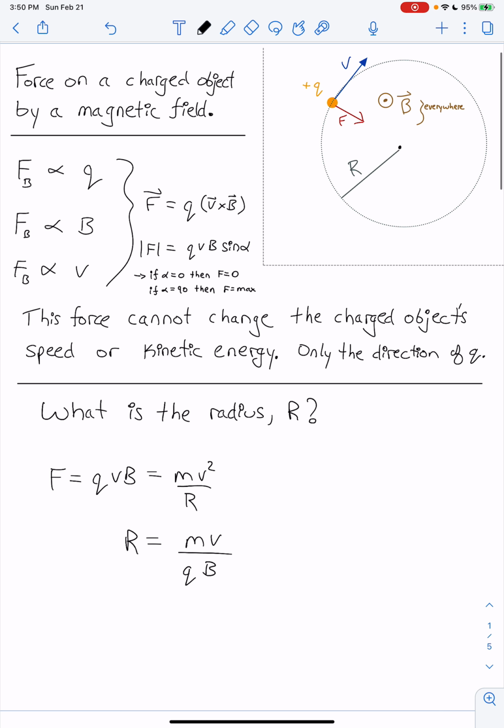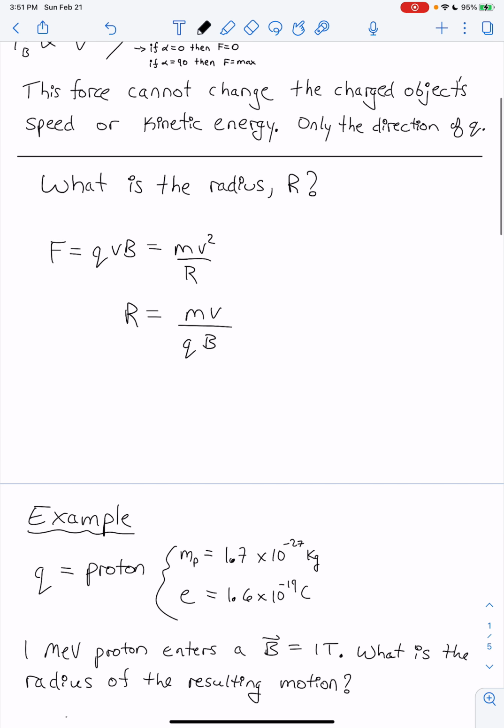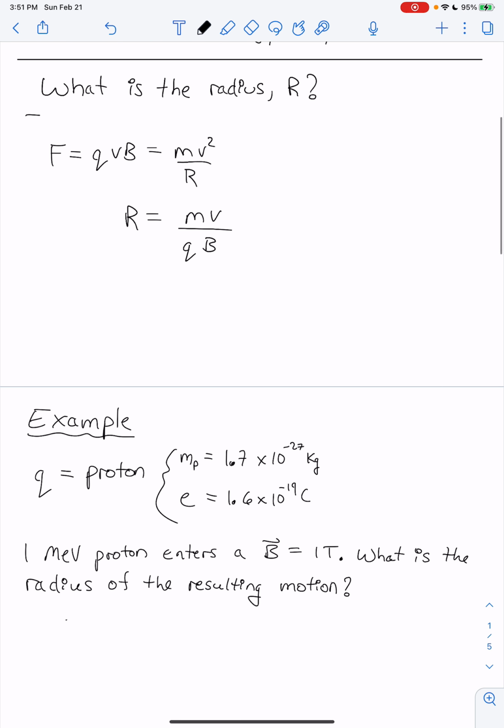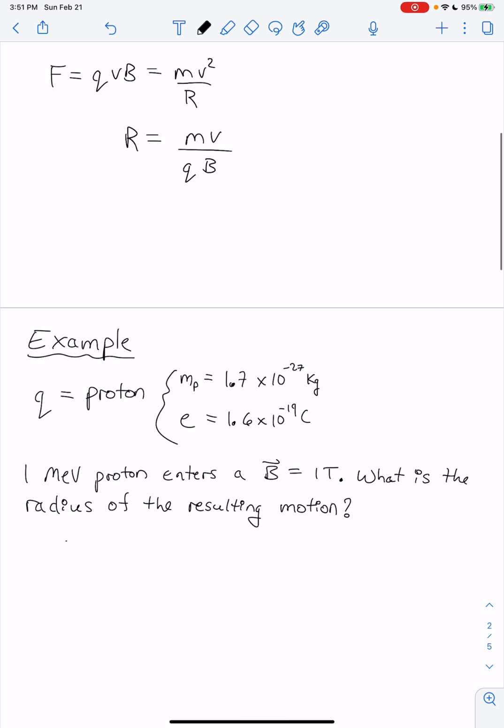Okay, so let's do an example where we have a proton, and this proton is going to enter some field where there's a 1 Tesla magnetic field. We already know the mass and the charge of a proton, so most of these values we know. We know the mass, we know the charge, we were told the magnetic field, but we don't know the velocity.